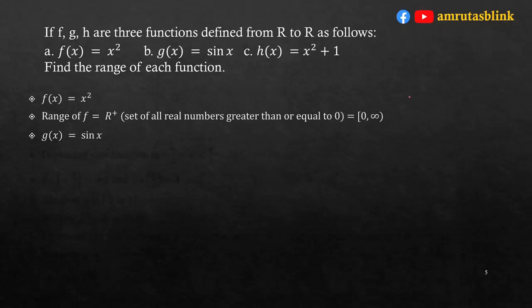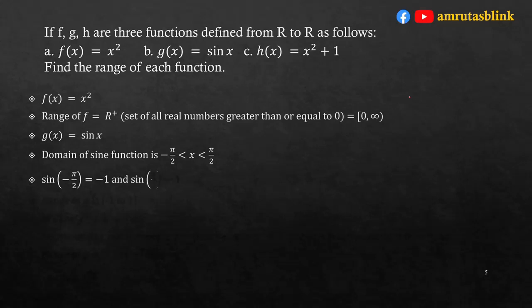Now g of x is equal to sin x. So the domain of this sine function can be from minus pi by 2 to pi by 2, that is from minus 90 degrees to plus 90 degrees. Now we know that sine of minus pi by 2 is equal to minus 1 and sine of pi by 2 is equal to 1, and hence the range of this sine function is minus 1 to plus 1, both inclusive.